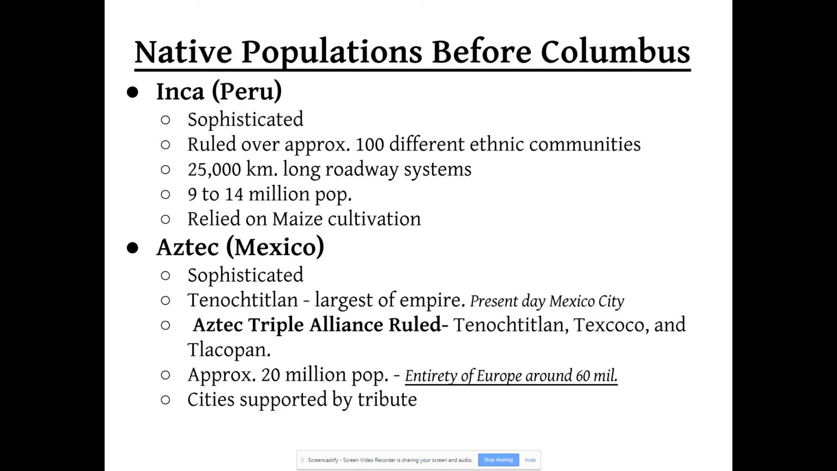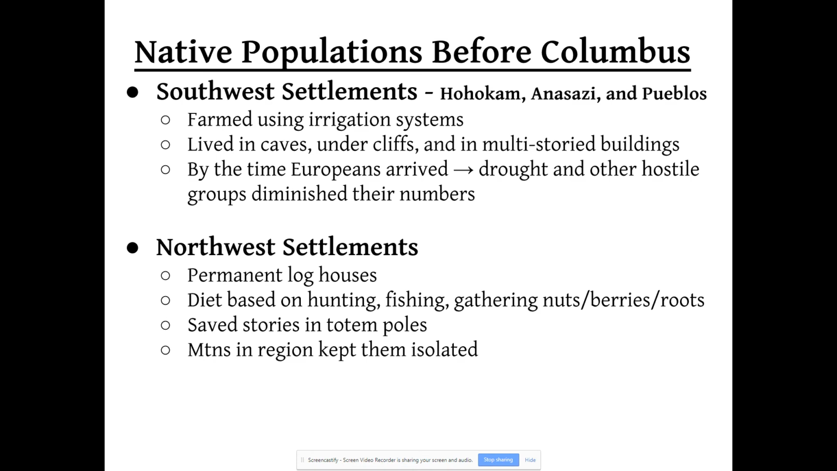And there were also the Aztec, which was another really sophisticated group living under the empire. And you'll see the stats that I posted there that Europe in its entirety totaled about 60 million at this time, and the Aztec alone had 20 million people living under their rule. So that's pretty significant.